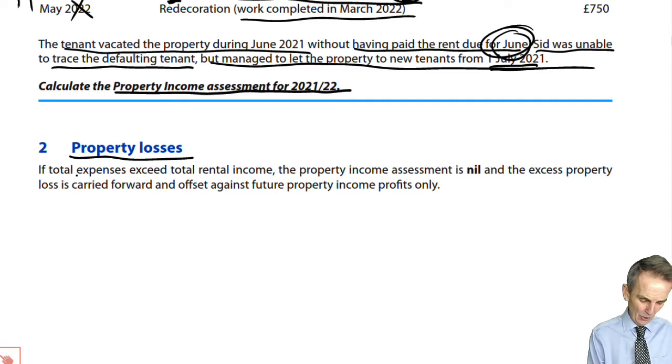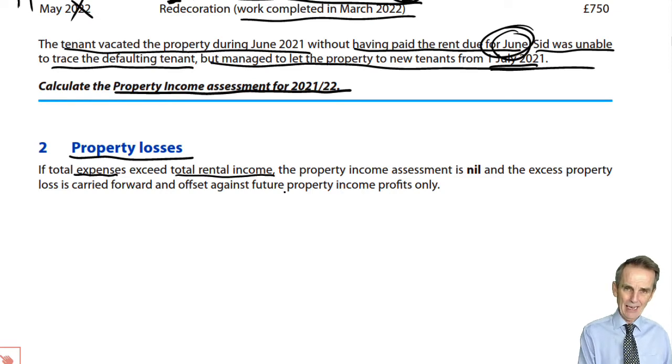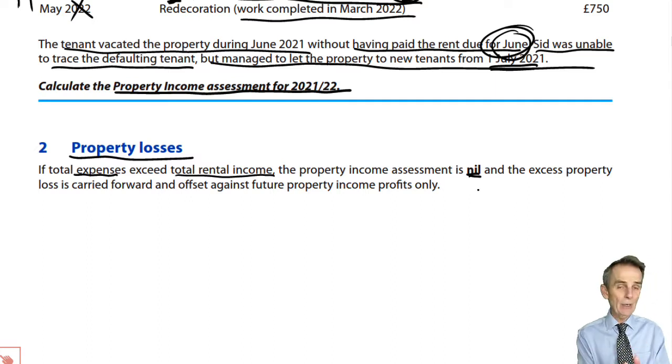If those total allowable expenses exceed the total rental income, the property income assessment is nil, so you never include on the income tax computation a negative, a bracketed figure. Instead, if you've made a loss, it could happen here in relation to property income. And as we've mentioned before in the previous lectures, when we come to chapter 7, we'll be dealing with businesses that make trading losses, and a variety of different trading loss reliefs. But the assessment will be nil. That is what's included on the income tax computation.